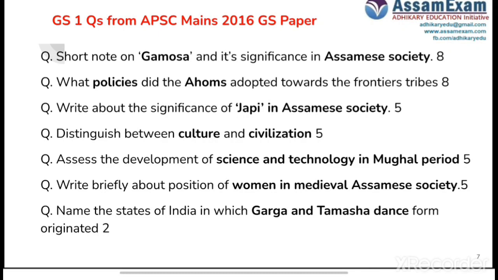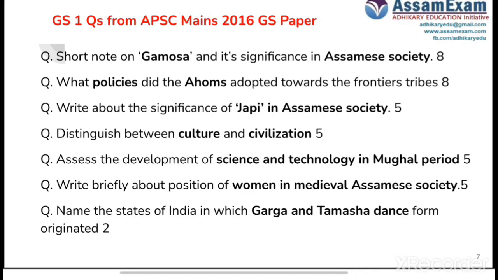The next question is about the position of women in medieval Assamese society. So again, this is about society, Assam society. A question can be asked in GS paper 5. Name the state of Assam in which the Garga and Tamasha dance forms originated.